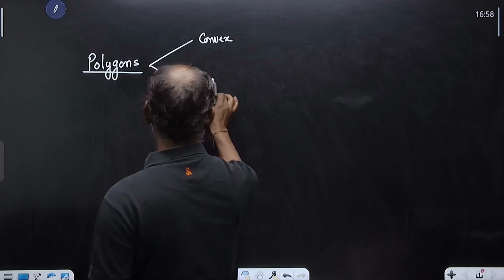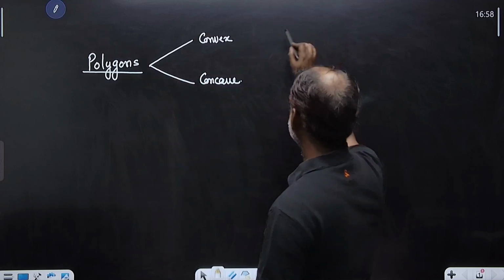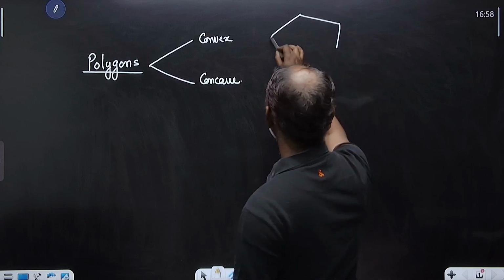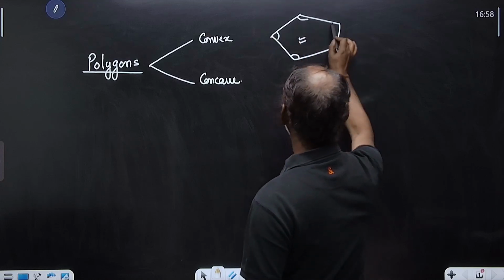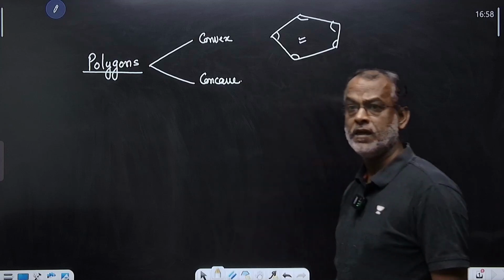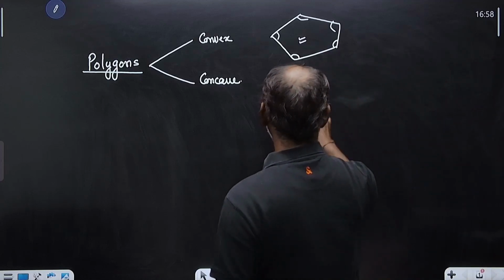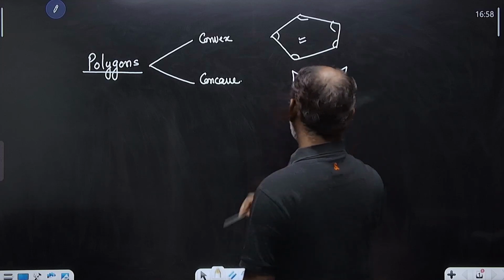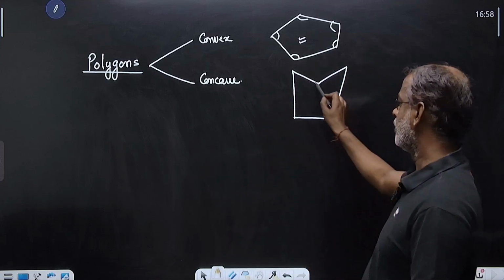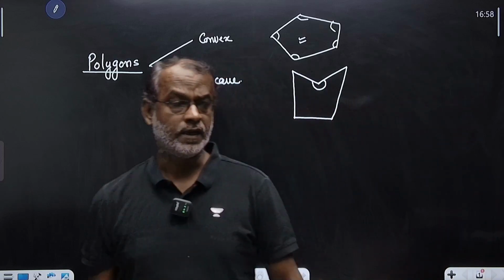or concave. Convex polygons means all the interior angles are less than 180 degrees. Concave, you will have something like this. This is a concave pentagon. So, one of the angles, this is called the reflex angle, is greater than 180 degrees.